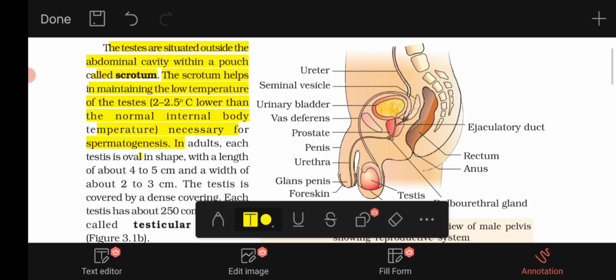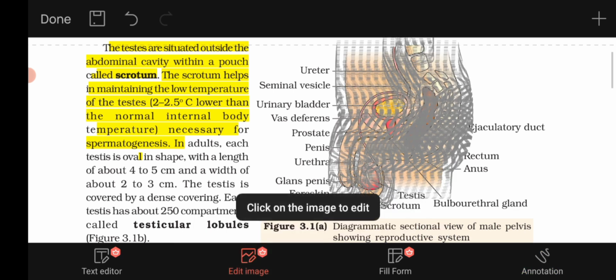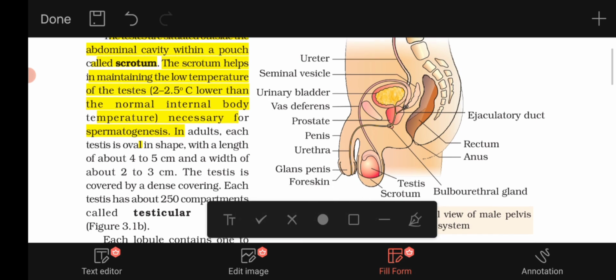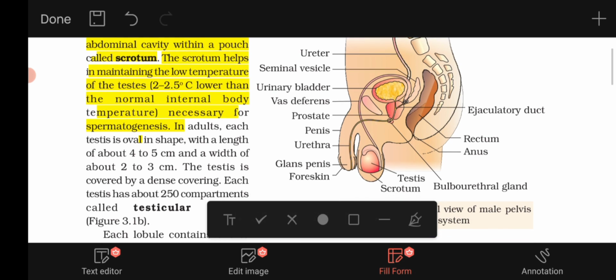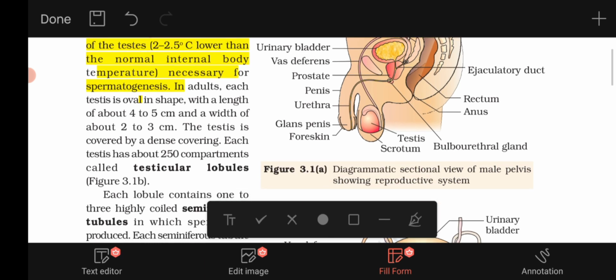In adults, each testis is oval in shape with a length of about 4 to 5 cm and width of about 2 to 3 cm. And this is covered by a dense covering. Each testis has about 250 compartments called testicular lobules. So there is a dense covering outside the testis. The outermost is called the tunica vaginalis, then the middle one tunica albuginea, and the innermost tunica vasculosa. The middle layer divides, or makes, these compartments, around 250 compartments in the testicular space, and these are called the testicular lobules.